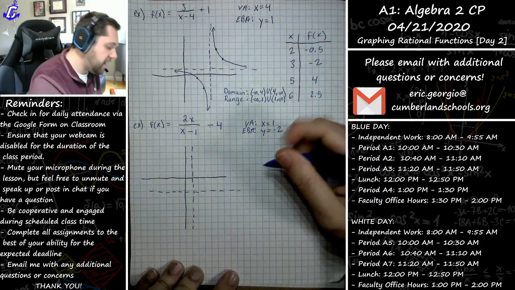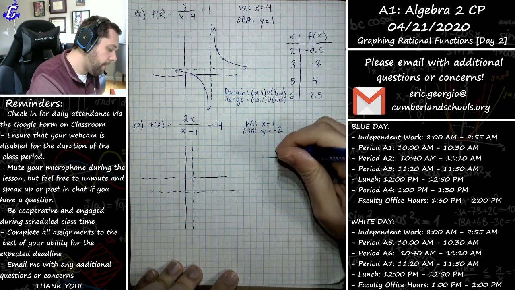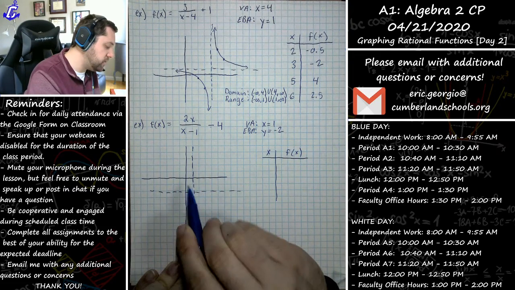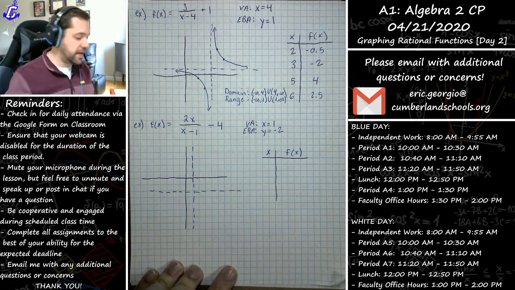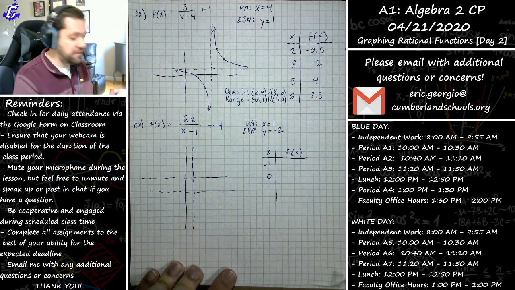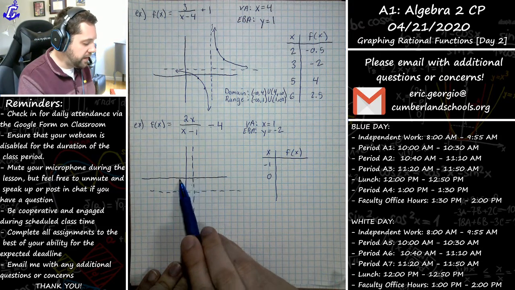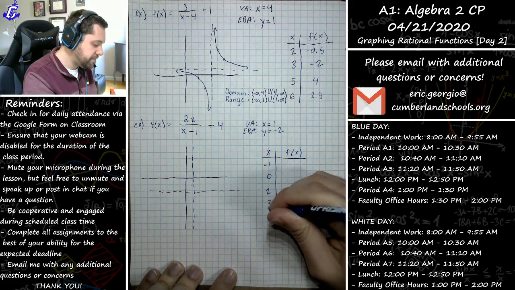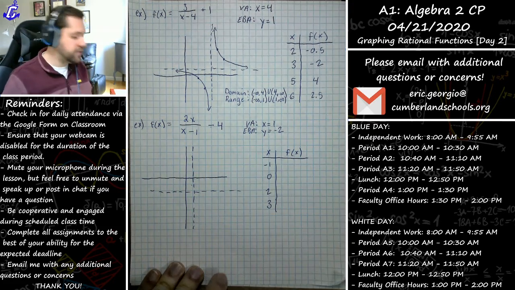Now we can go ahead and test points. Since our vertical asymptote is located at x equals 1, we're going to pick 2 points to the left and 2 points to the right. So I'm going to pick negative 1 and 0. That's 2 to the left of that x coordinate 1, right? Negative 1, 0. It's just counting. And then 2 to the right, 2 and 3. Okay, let's plug them in and see what they look like.